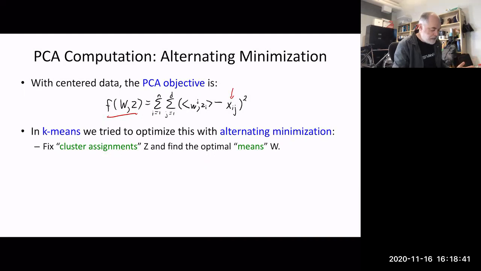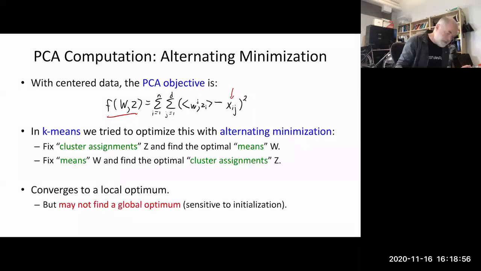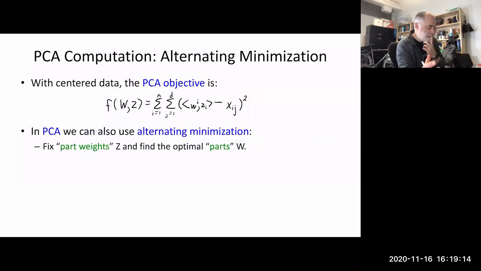And we've linked this to k-means, right? When we fit k-means, we did an alternating minimization where we fix the cluster assignment Z and then find the optimal means W. Then we fix the means W and find the optimal cluster assignment Z. And we said this will converge to some local optimum, but may not find a global optimum, okay? It's sensitive to initialization. In PCA, we can fit it using alternating minimization as well.